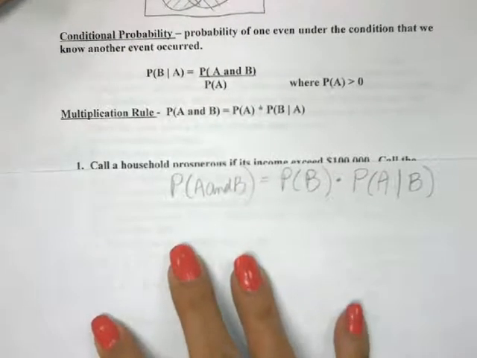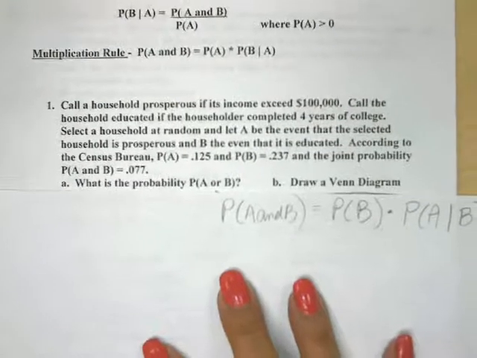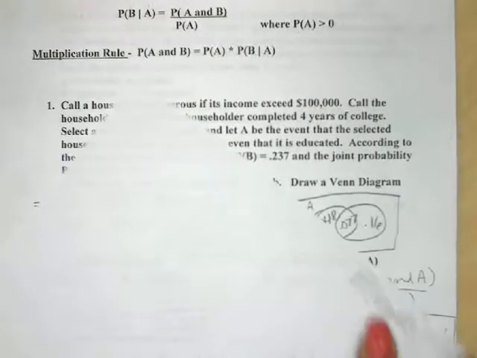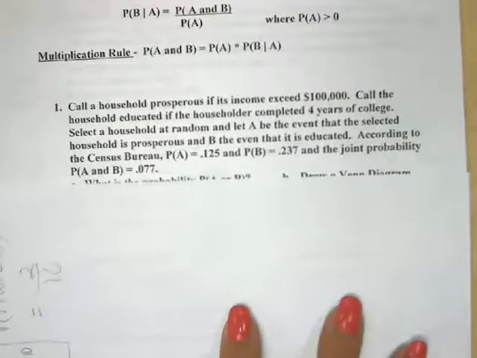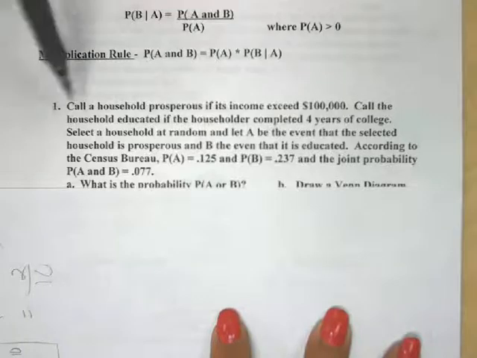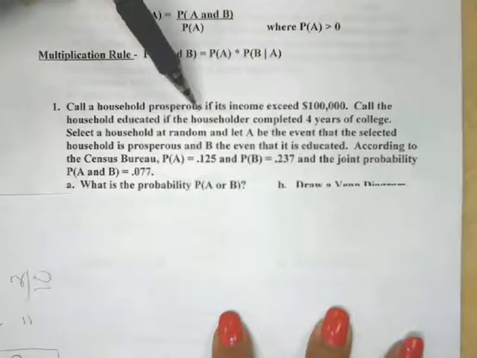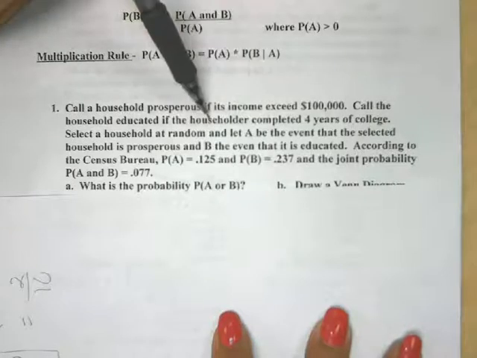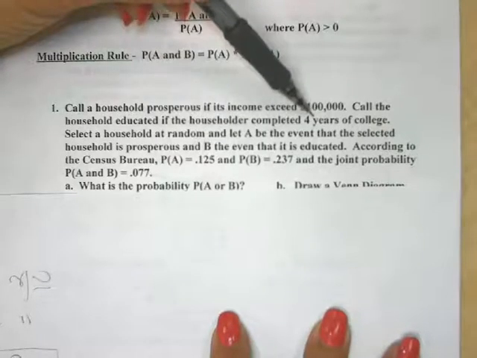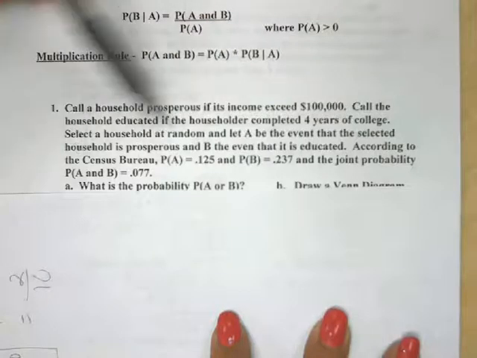So let's look at the next question. We call a household prosperous if its income exceeds $100,000, and we're going to call that event A. And call a household educated if the household has completed, so someone in the household has completed 4 years of college.